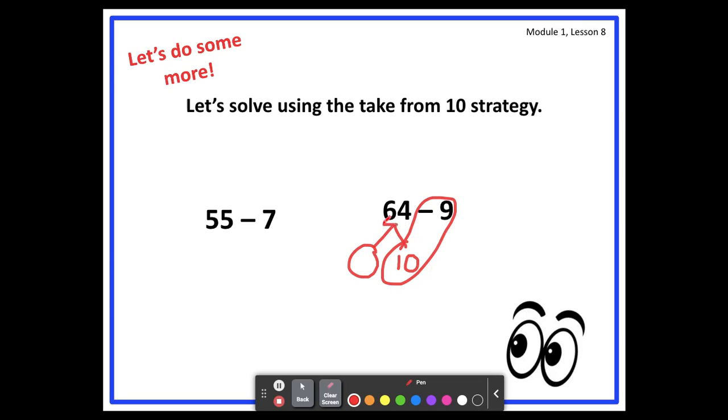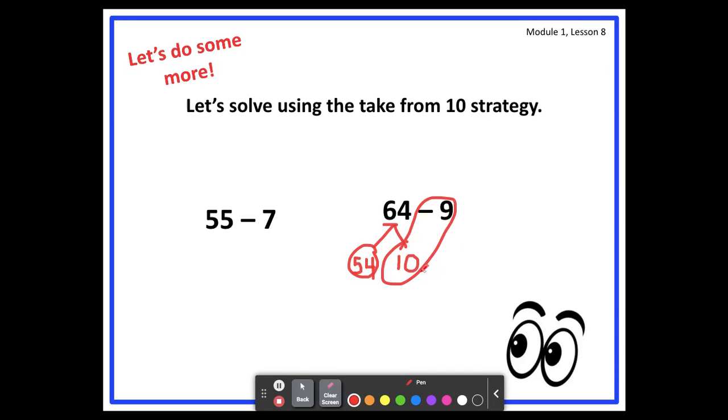If we took one 10 from the 6, how many 10s do we have left? Right, we have 5 10s left. And we only have to add the 4 ones down. 54 plus 10 makes 64, or 10 plus 54 equals 64.